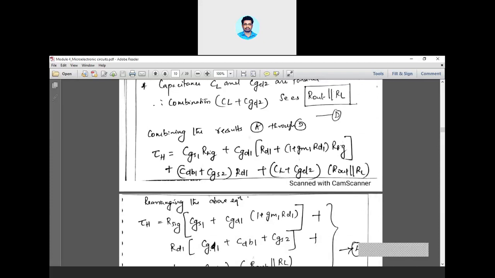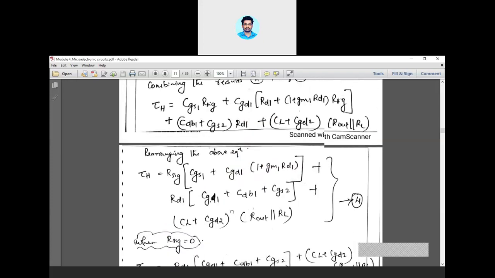Now what about the second term? Here you have RD1, and here also you have RD1. Again, you can take RD1 outside. So when you take RD1 outside, what are the pending parameters? Here you have CGD1 plus the remaining thing CDB1 plus CGS2. And coming to the third term, you can directly write it. There is no change for the third term.